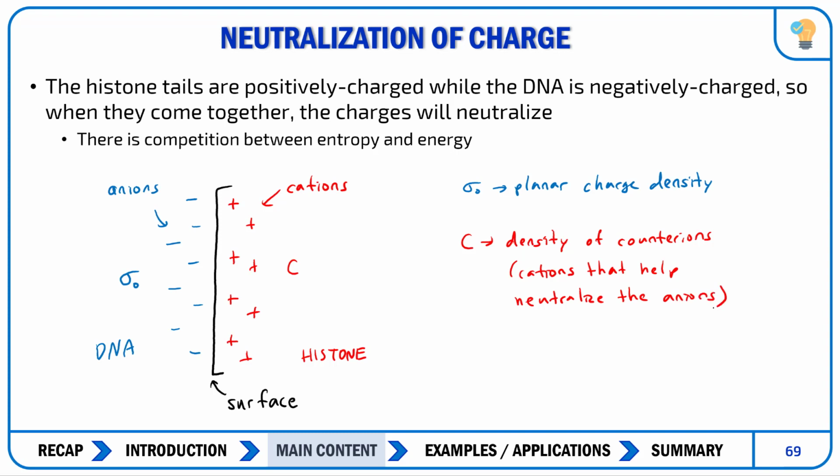So that's just a very general overview of what the neutralization of charge is and how we can model it. So there's going to be a certain number of anions that the DNA has, and then the histone octamer is going to provide just enough cations to help neutralize that charge.